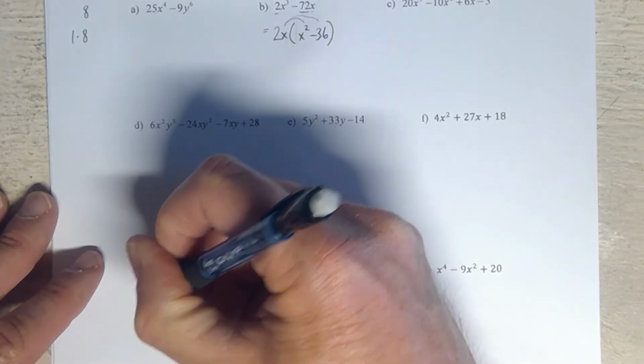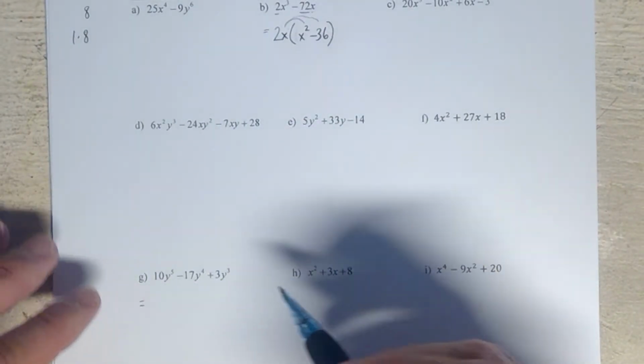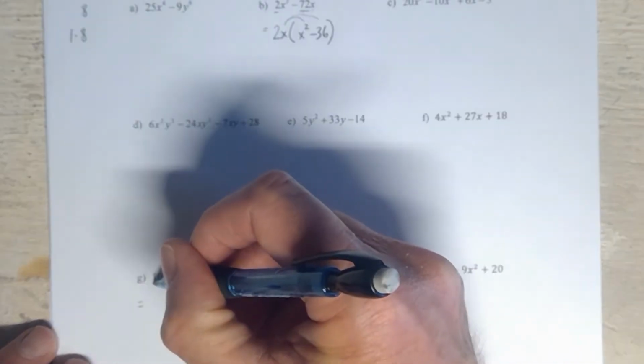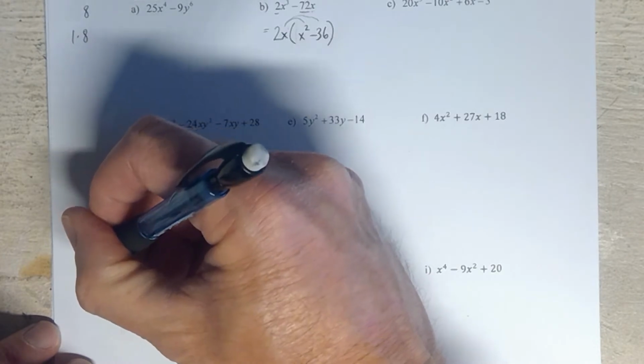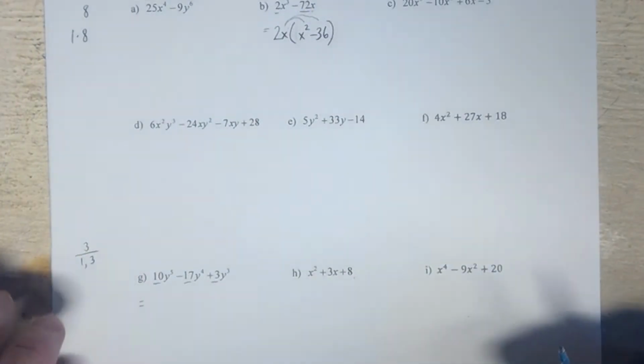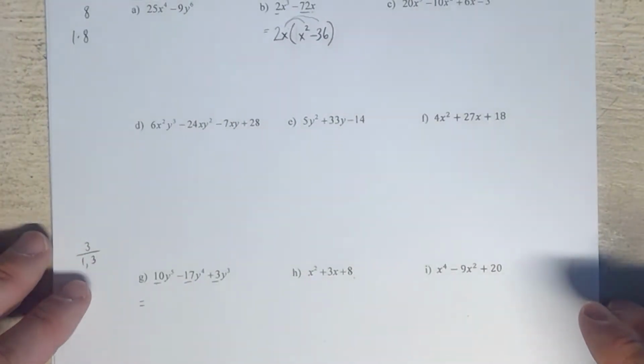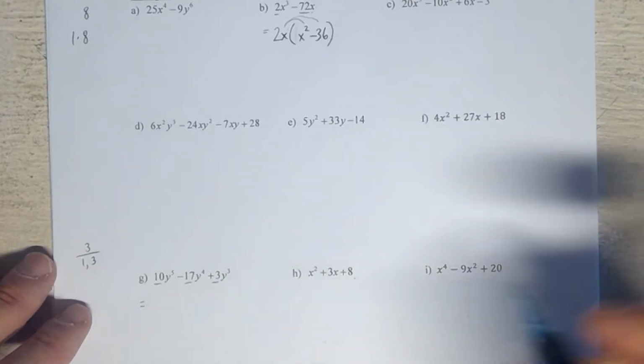Now down here, this has a GCF as well. Now notice, starting out with your coefficients, the smallest one is 3. The factors of 3 are 1 and 3. Those are the only ones. Sometimes you'll have more factors than that, but that's all that there is.